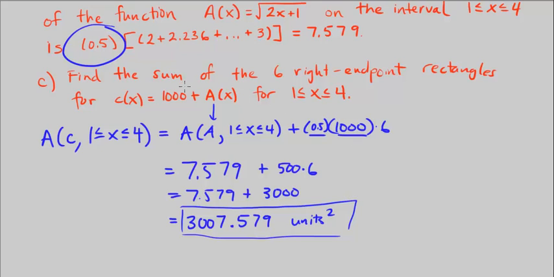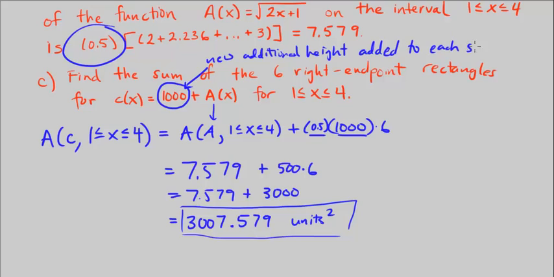So the thing to keep in mind is if you're just going to transform a function by shifting it up, that's going to create a uniform rectangle height, the new additional height, added to each subregion. So this is something to keep in mind as you do transformations. If you know the area for one function between one specific region, you can now find it for another function that's gone through a vertical translation by adding in the base times the height times the number of rectangles. Okay, so this ends for us CPM Precalculus Chapter 2, number 111.